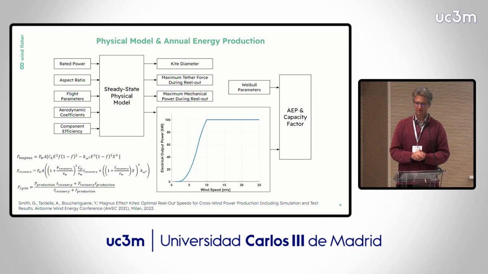That physical model then gives us the overall performance and says what is the diameter of the kite, because the diameter of the kite plus the aspect ratio gives us the overall dimensions based upon the power input that we have. That gives us a tether force, the reel out power, and then with our power curve that we generate, and this is what our representative power curve looks like in our 3D simulator, that then gives us our annual energy production. Next slide.